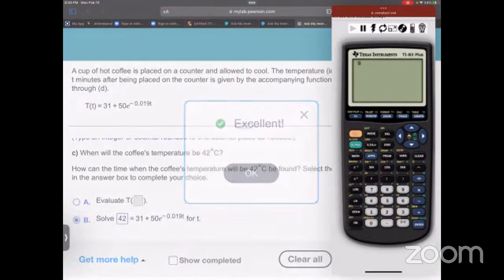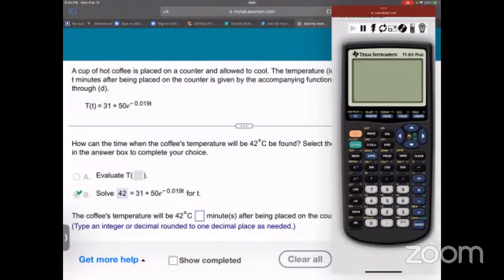So if we work backwards, if it's equal to 42, we will subtract 31 from both sides. Then whatever answer we get, we would divide by 50. Then we would take the natural log of both sides, so I'm going to insert a natural log. If I need to write this out, just let me know, but this is like algebra, I guess.